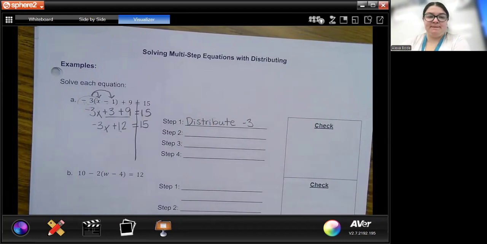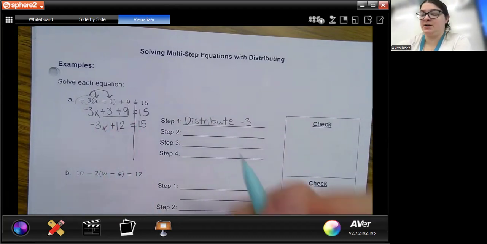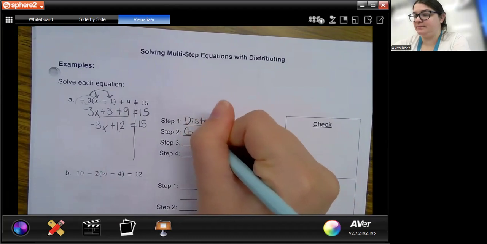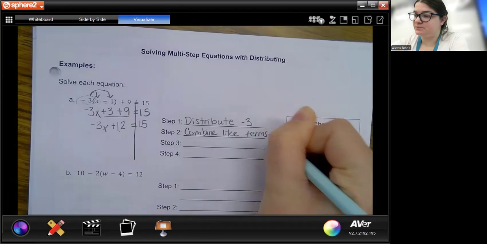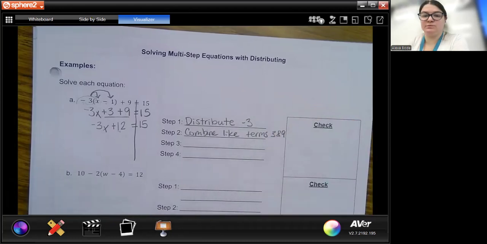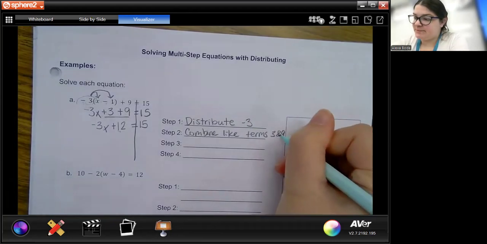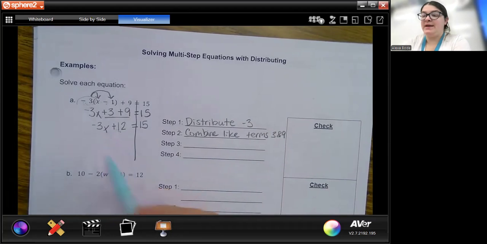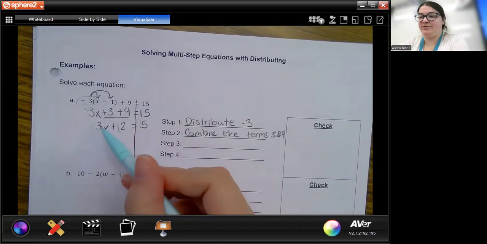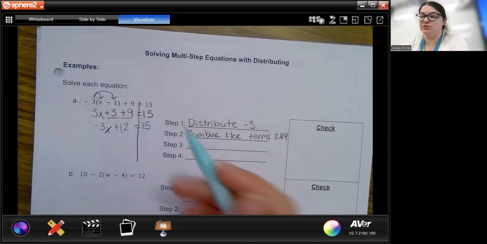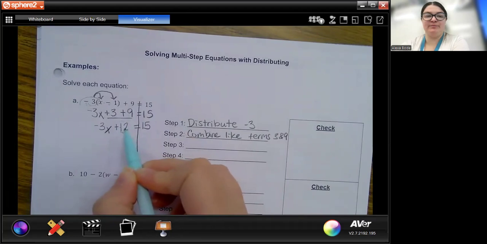-3. Step 2, we combined our like terms 3 and 9. This should be an and sign. Okay, and now we have a normal two-step equation. So our goal is to isolate this x. We have -3x plus 12 equals 15. This is a normal two-step. So to isolate, I need to remove my 12 from the side with the x first. I have to get rid of this 12 first.